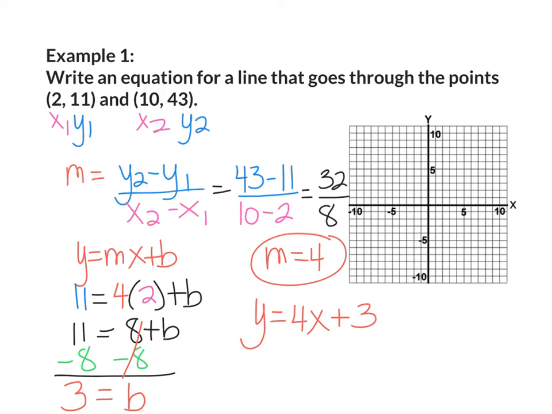Now that I have my equation in slope-intercept form, which is y equals 4x plus 3, I'm going to go ahead and graph the line. I know that 3 is the y-intercept, so it's going to be on the y-axis. 1, 2, 3. And I know that 4 is the slope, and it's positive, so it's going to go up. So it's going to be 4 over 1. So 1, 2, 3, 4 over 1.